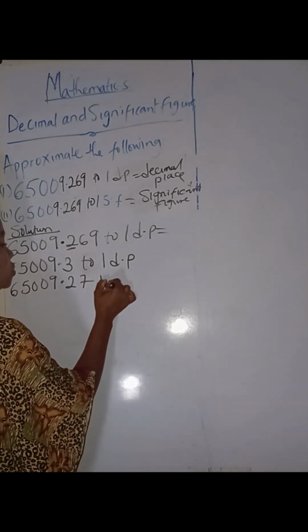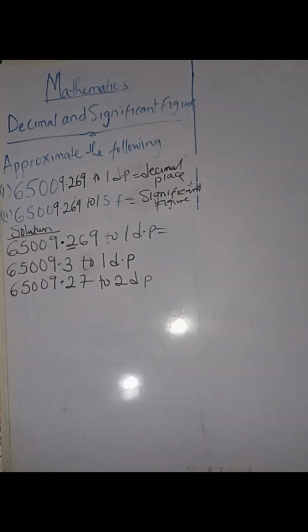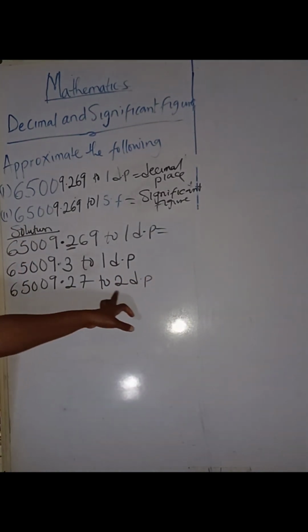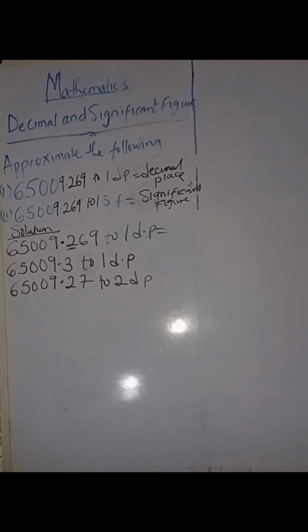65009.27 to 2 decimal places. Do you get? So that is how it will go if it's to 2 decimal places. I hope you understand the concept like that. So now let's move to significant figure.